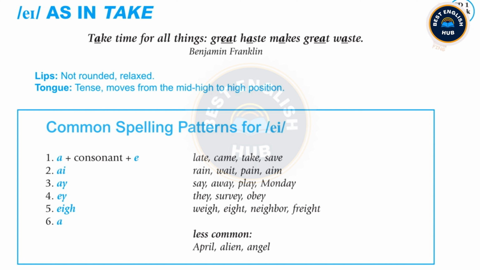The common spelling patterns for this sound are A plus consonant plus E as in late, came, take, and save, AI as in rain, wait, pain, aim, AY as in say, away, play, Monday, EY as in they, survey, obey, and EIGH as in weigh, eight, neighbor, and freight. The less common spelling also includes the letter A as in April, alien, and angel.